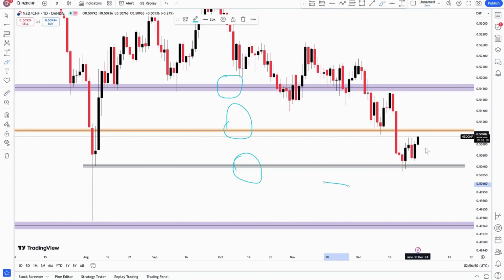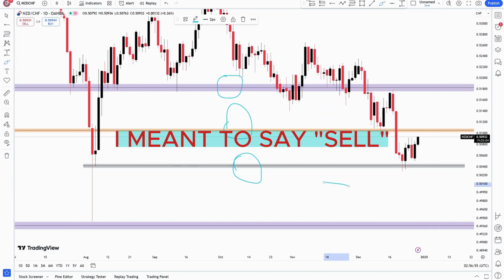This might be a very good price to buy from. That is when the market gets to a psychological level of 0.51, then we can start looking for our sell. That is going to be a very good price to buy NZDCHF at.